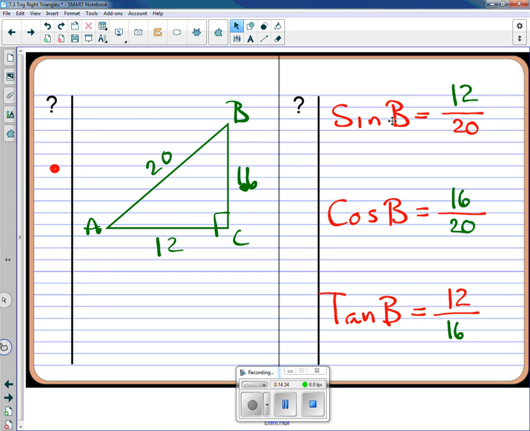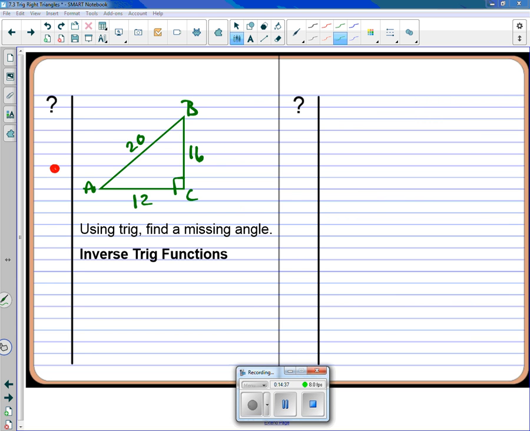And you should have 12 over 16 there. Now let's use our trig functions to find an angle. I definitely know that there's a right angle inside this triangle, but I don't know what the angles inside are. So what I'm going to do is write a trig function to find that out, okay? Suppose I'm looking for angle A.